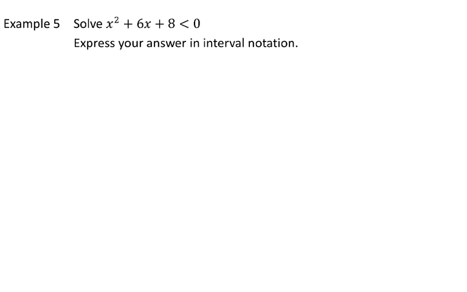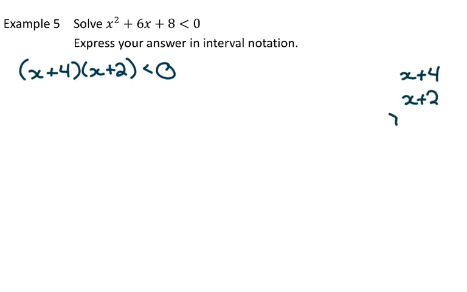Similar question here. Again, the beginning of the process doesn't change. We need to factor this. We need two numbers that will both multiply to 8 and add to 6. Those would be 4 and 2. So we have x plus 4, x plus 2 is less than 0. We're going to take those two individual factors, the x plus 4 and the x plus 2, and place them on a number line.